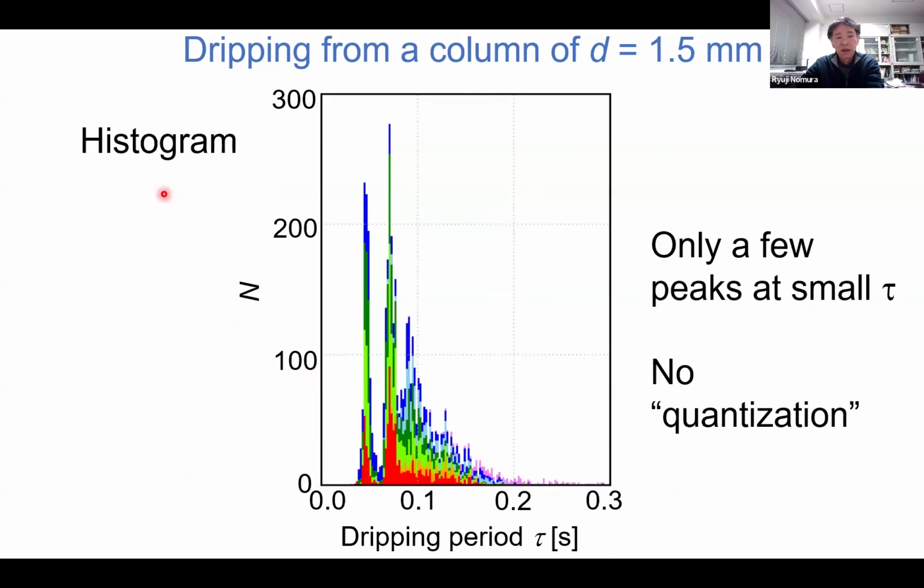Okay, and this is a histogram of the dripping period, tau. We have only a few peaks in a short time scale. But other than this, we don't have any peak-like structure in this histogram. So we have no quantization or discretization in the dripping period for this dripping from the column.